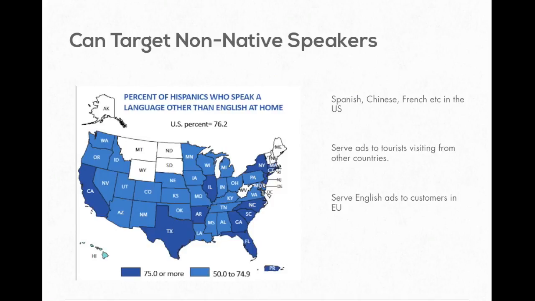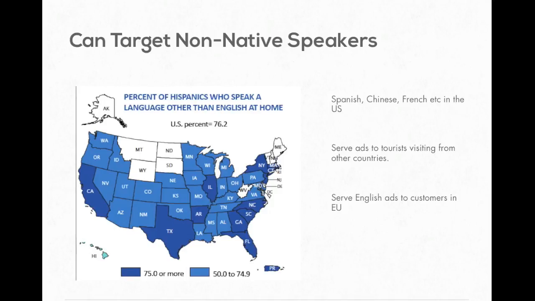Now the possibilities and the opportunities for this is to serve ads to non-native speakers. So people in the US, for example, that speak Spanish, Chinese, or French. There is a huge population of people in the US that don't just speak English. And another opportunity for people in the hospitality industry is to serve ads to tourists visiting from other countries. So say if you're in a location like Miami or Orlando, LA, Las Vegas, New York, places where people come from other countries that might not have English as their default language, even on their phone, when they're searching for something, say if you're a hotel or a restaurant and you want people to come to your establishment, you can serve them ads in their language.